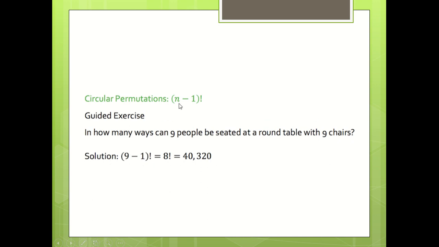So here, it is equal to n minus 1 factorial. That is the formula. So if n is equal to 9, 9 minus 1 factorial, we get 8 factorial. That is equal to 40,320.